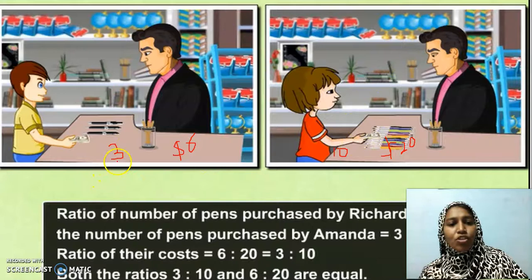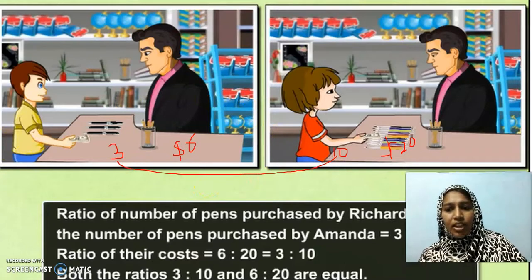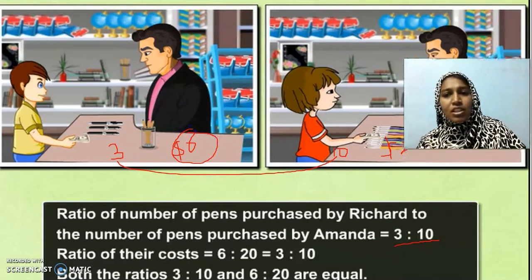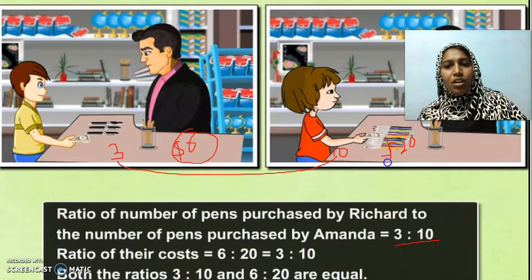So what will be the ratio of the number of pens purchased by Richard to Amanda? It is 3 is to 10. See, that is what is written here. Now if I write the ratio of their cost, 6 rupees and 20 rupees, it is 6 is to 20. That is the ratio here.